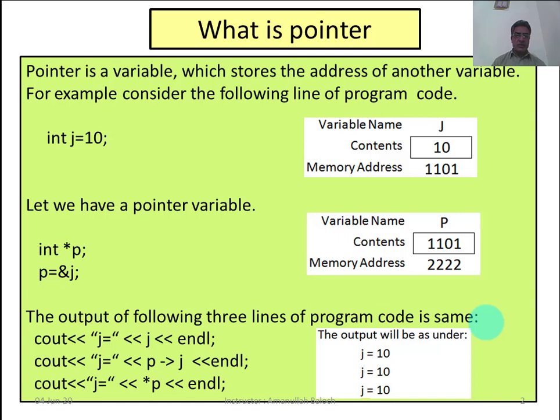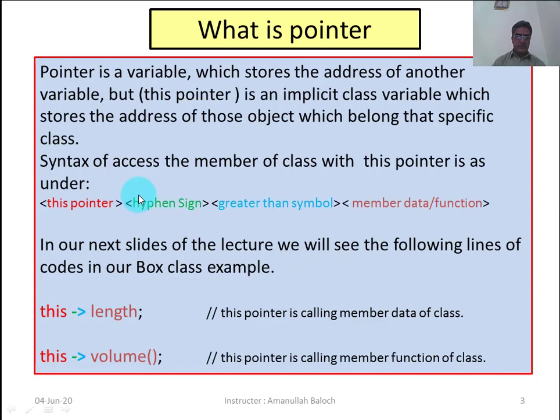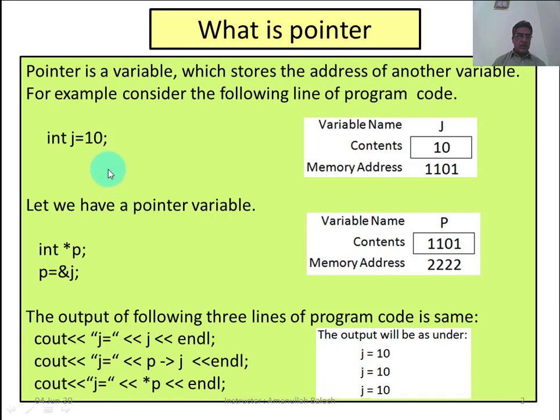Before going to the detail of the this pointer, firstly we will discuss what a pointer is. A pointer is a variable which stores the address of another variable. Each and every variable stores a value, integer value, float value, character value, but a pointer is a specific type of variable which stores the address, not the standard value.